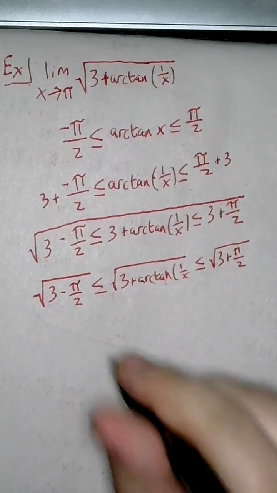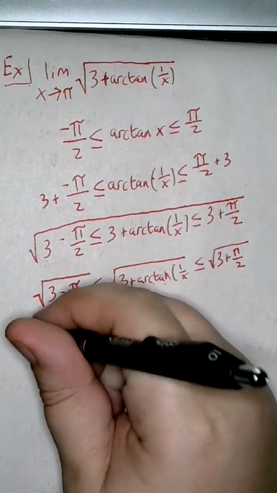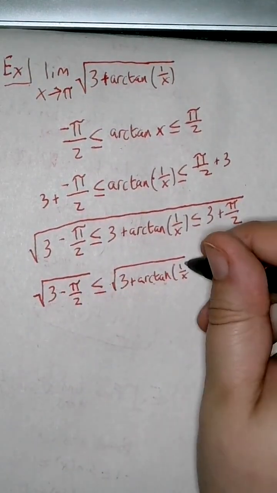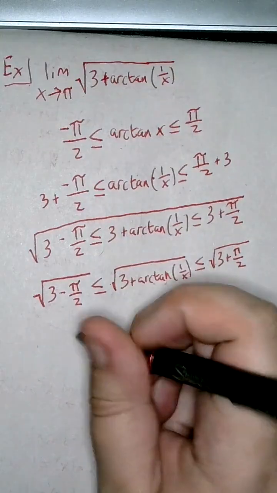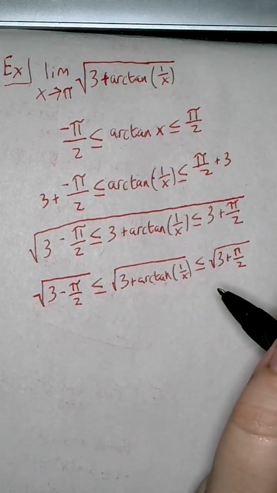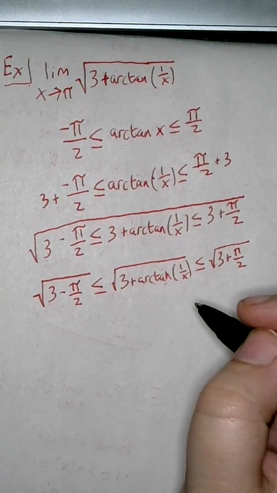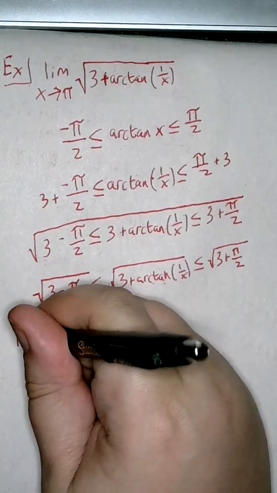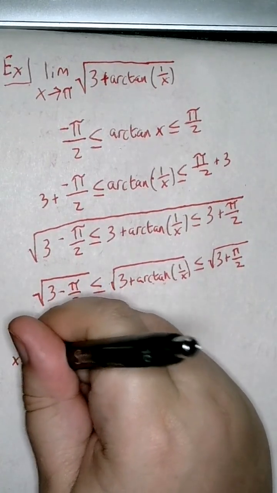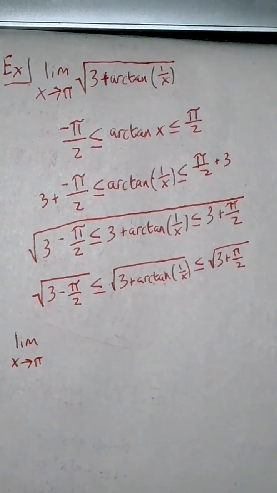So now from here, I'm just going to take the limit of everything. Because now I have this. So now, I'm going to go ahead and take the limit as x approaches pi. So now, limit as x approaches pi. I feel like I'm missing something.